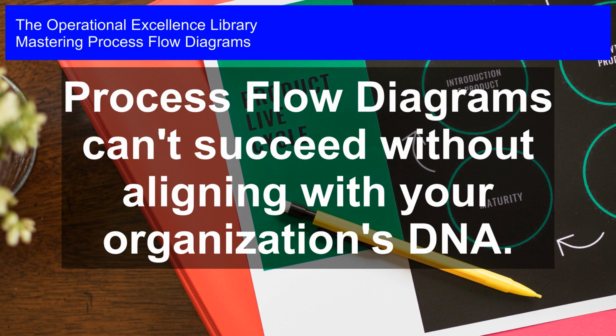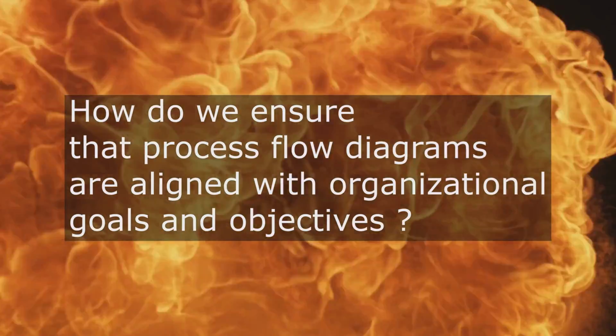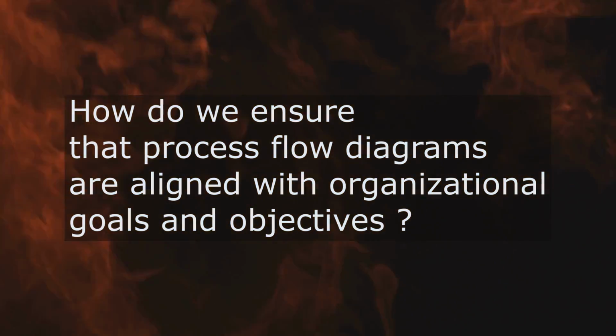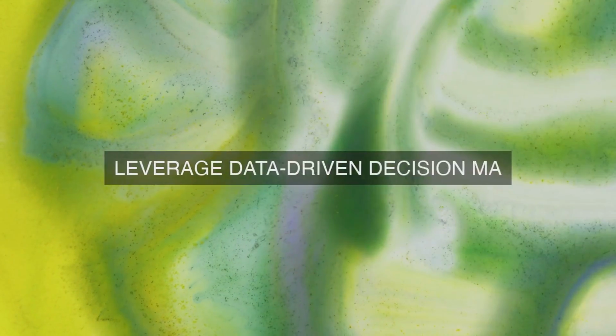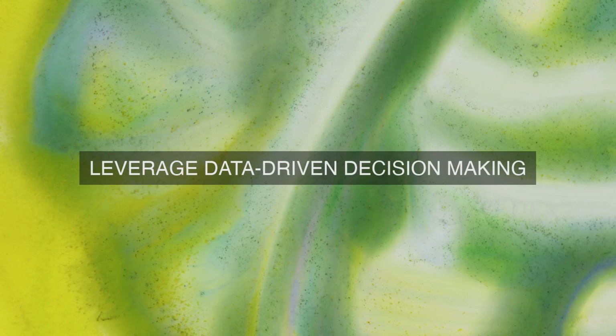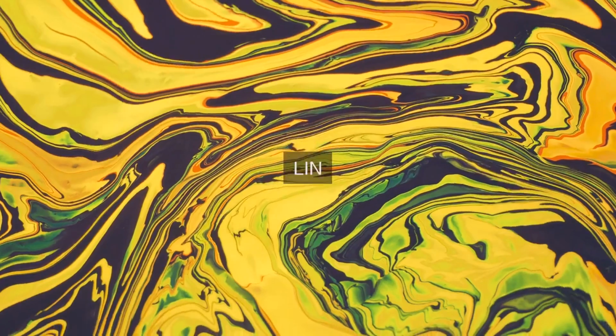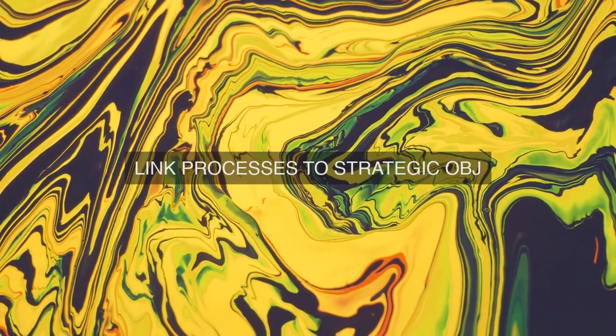Mastering process flow diagrams. Process flow diagrams can't succeed without aligning with your organization's DNA. When implementing process flow diagrams as a tool for operational excellence, how do we ensure that these visual representations of our operational processes are properly aligned with our organization's overall goals and objectives, thereby guaranteeing that our efforts are focused on achieving the desired outcomes that drive business success?